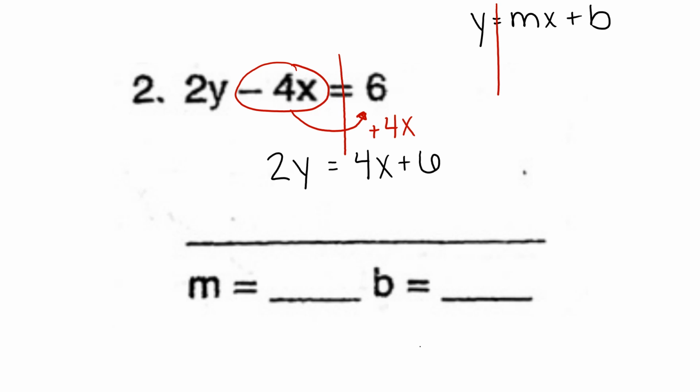So our equation now reads 2y equals a positive 4x plus a positive 6. We want the y to be completely by itself, so in order to move the 2 and isolate that variable, we divide. So 4x divided by 2 gives us 2x, and then 6 divided by 2 gives us 3. Y equals 2x plus 3 is our final equation. So we have a slope of 2x and a y-intercept of positive 3.